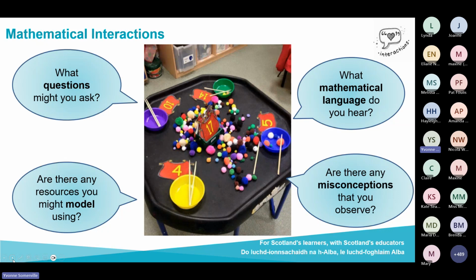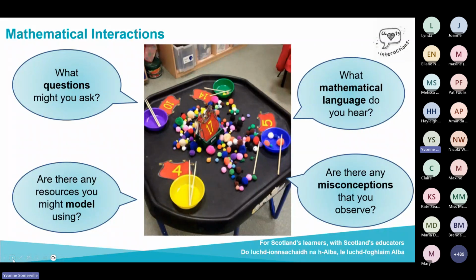So it became almost like a cafe or a restaurant, and the pom-poms were like the cakes and the biscuits, which then allowed the interactions to continue around, oh, who's got the most cakes going out the kitchen? And, oh, how many more biscuits are you going to need to have? 6. Or if your customer wants 3 more, how many are you going to have now? So again, just by adding those numeral cards and watching what happened, the interactions could take a slightly more mathematical route because children became interested in it.